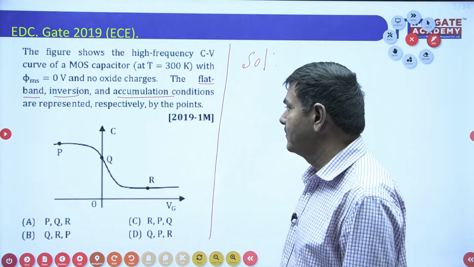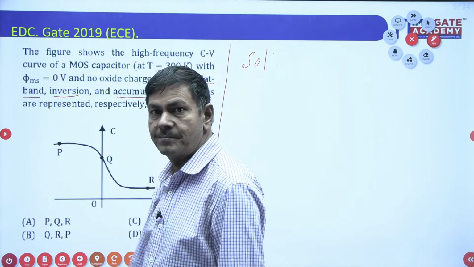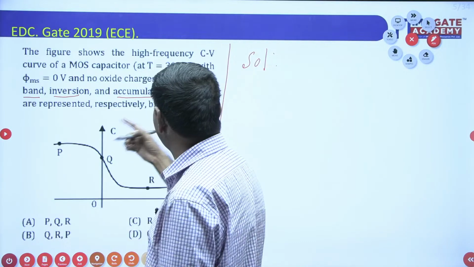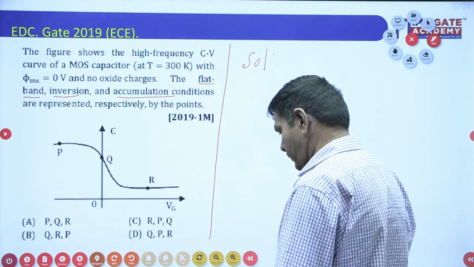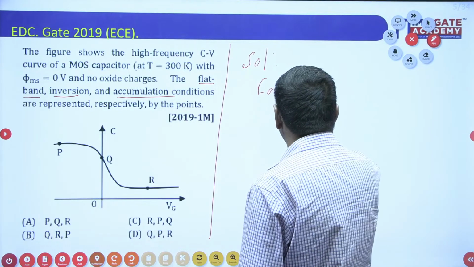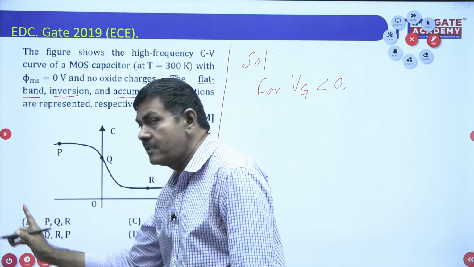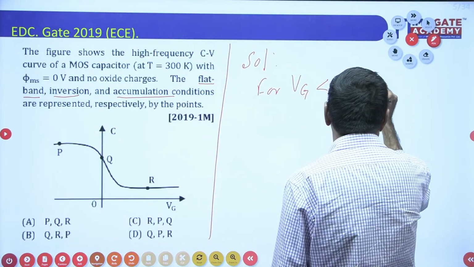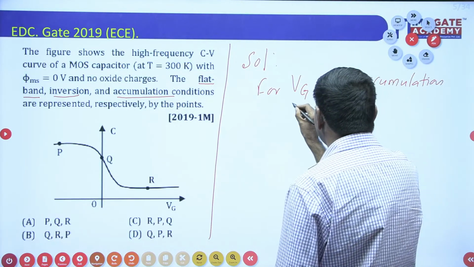From this diagram, if the gate potential is less than 0 voltage, that is called accumulation mode only. There is an accumulation possible. That's why we can write one point: if VG is less than 0, that is, gate voltage is less than 0 voltage, in that case accumulation occurs.